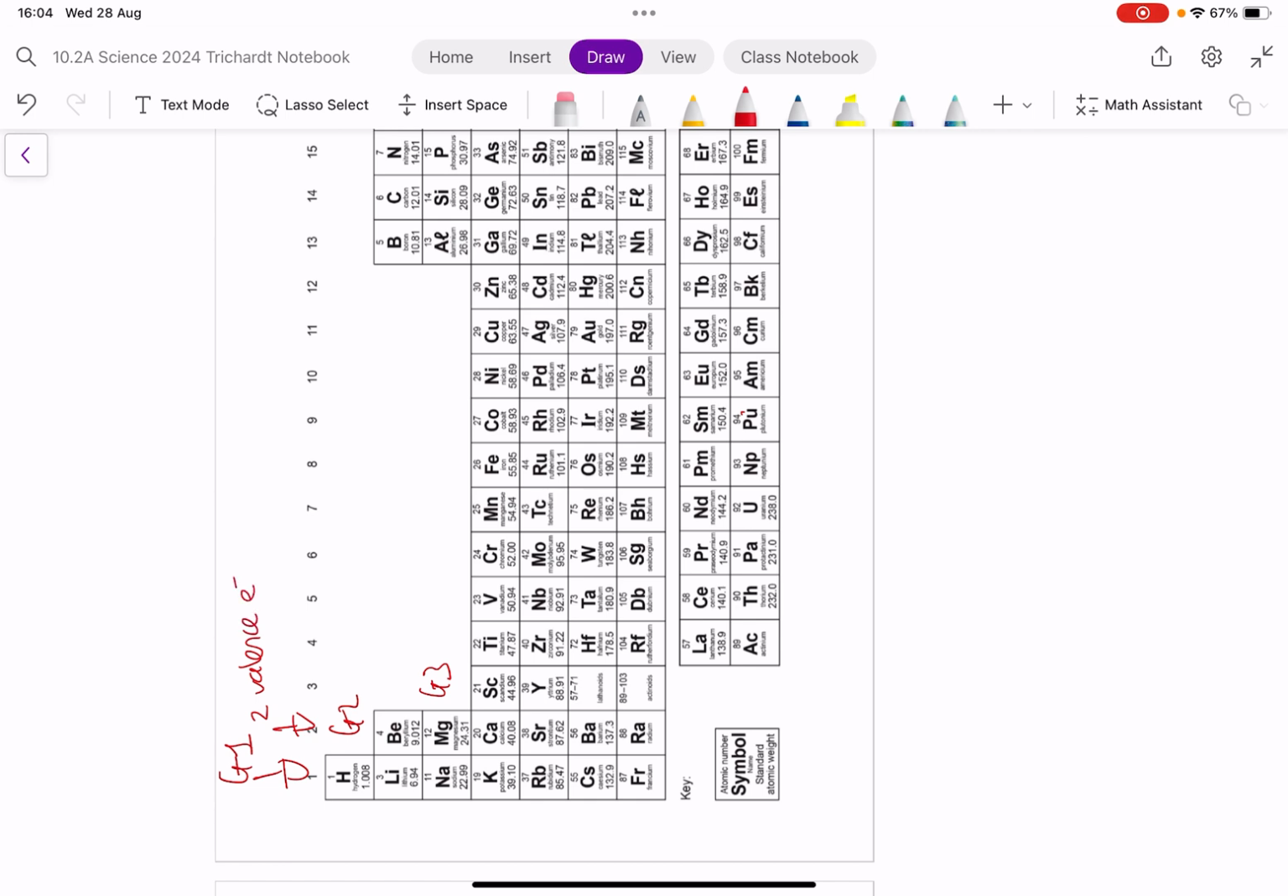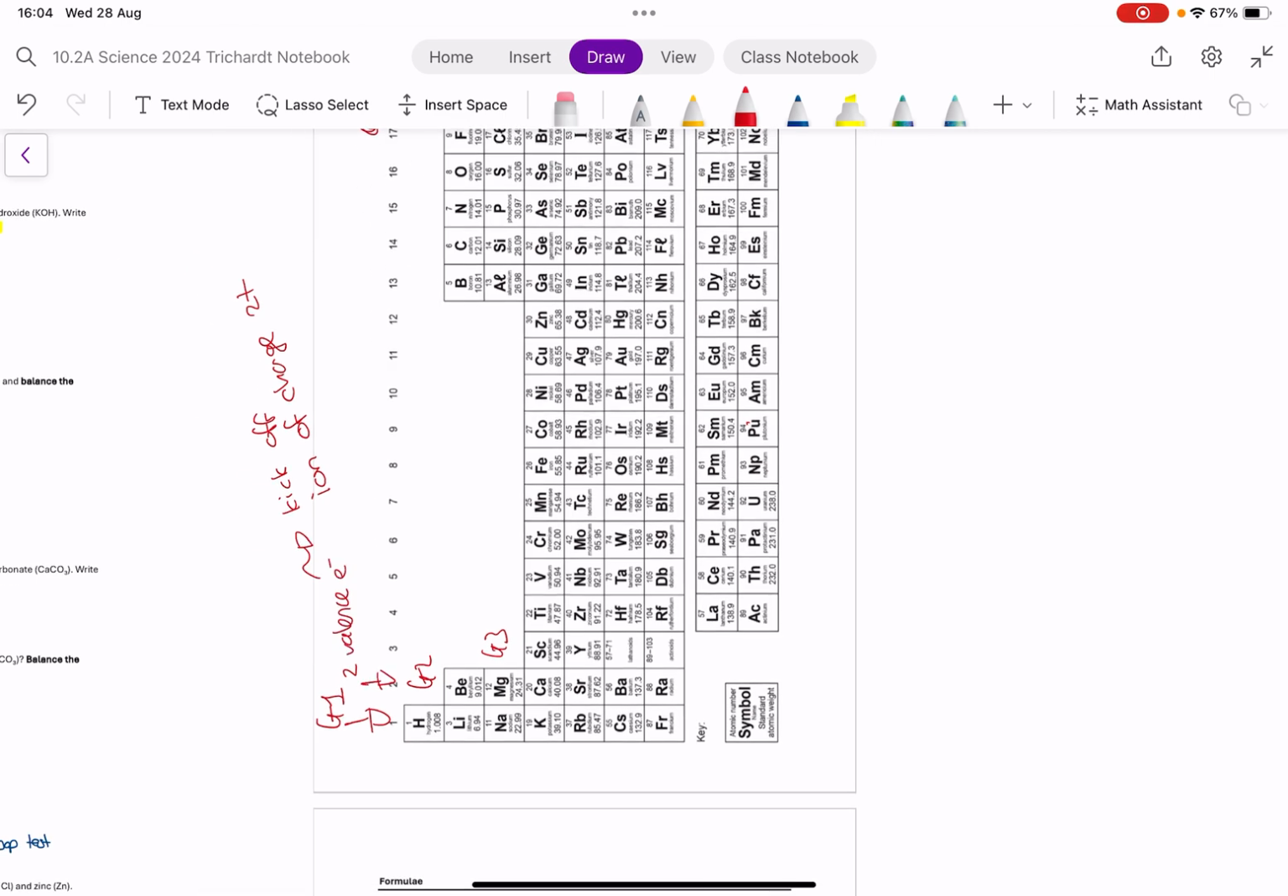Because they have less than 4, they're less than halfway full, they're going to kick these off and become an ion of charge 2+, because they've got rid of 2 negative electrons. They got rid of the negative vibes. Anyway, so that's the groups.